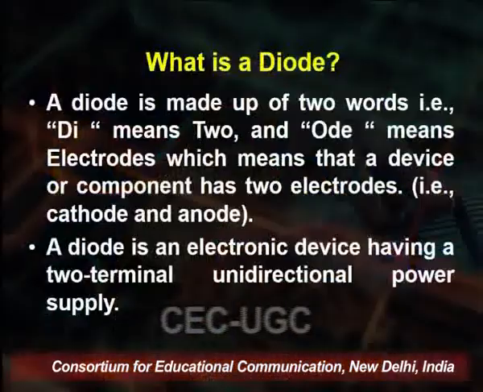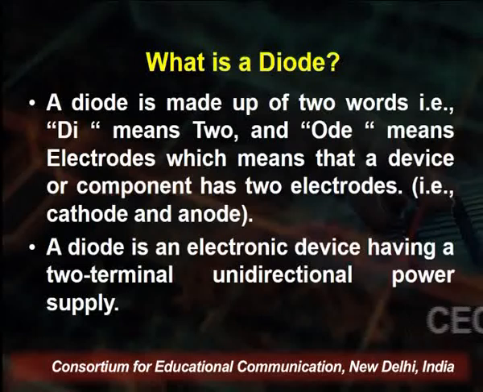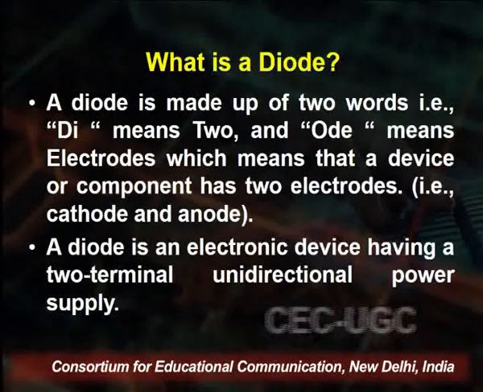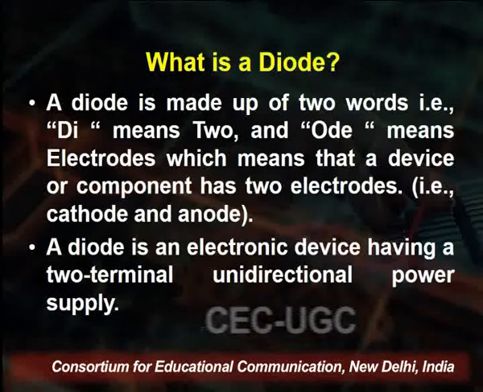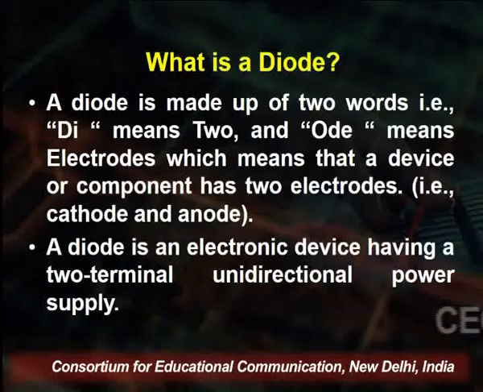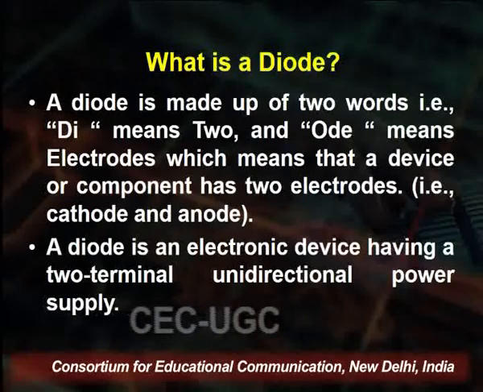Diode is made of two words. First is di, that means two, and ode means electrodes. Electrodes means we have two components of the device: one is the cathode and the second is the anode. So a diode is made up of cathode and anode terminals. A diode is an electronic device having two terminals with a unidirectional power supply. It means when we apply power, it is a unidirectional power supply.